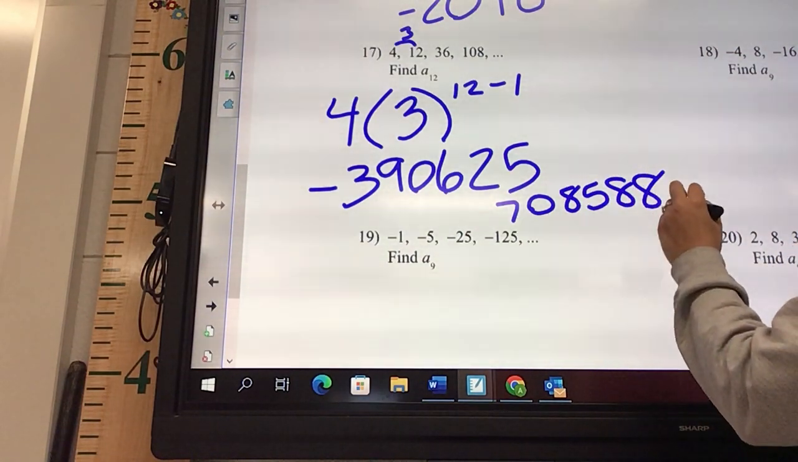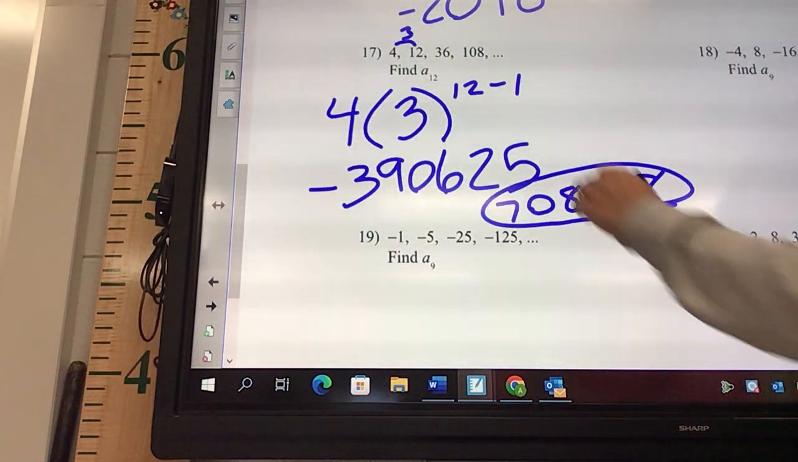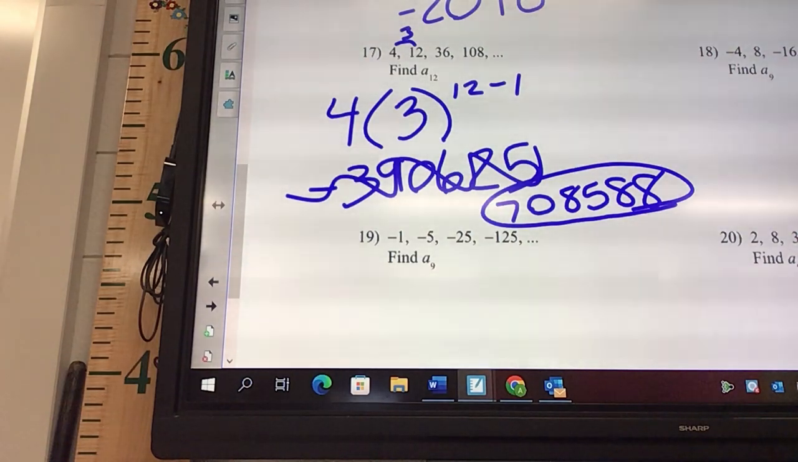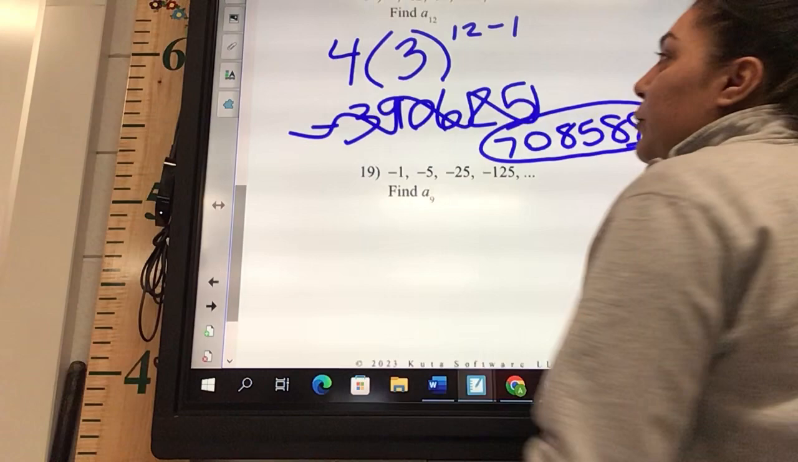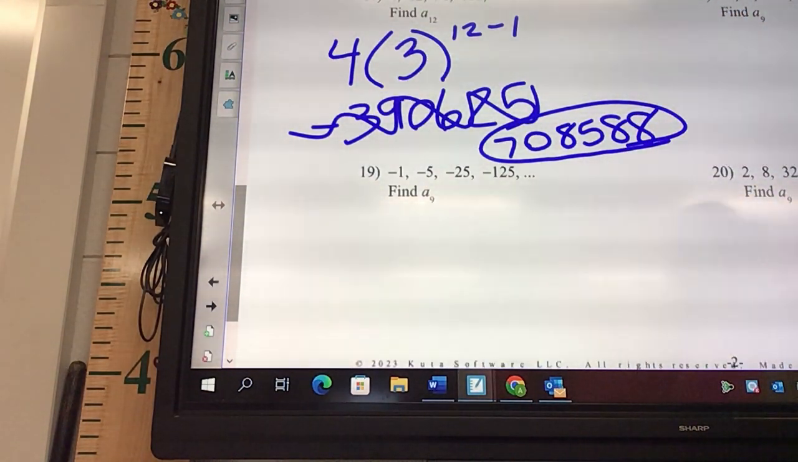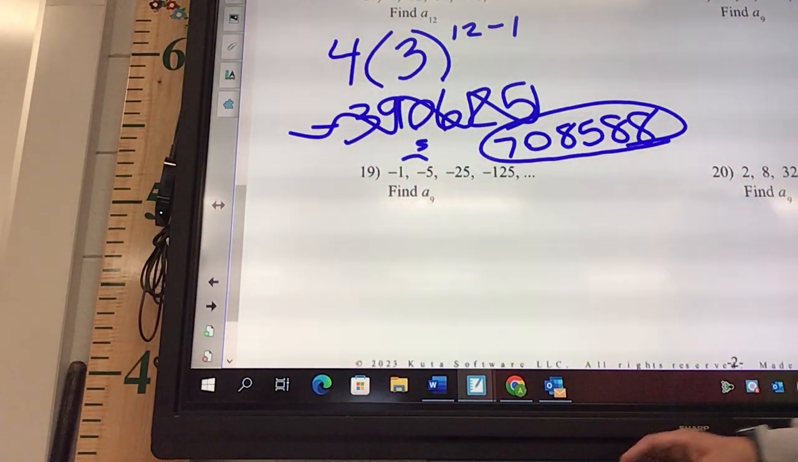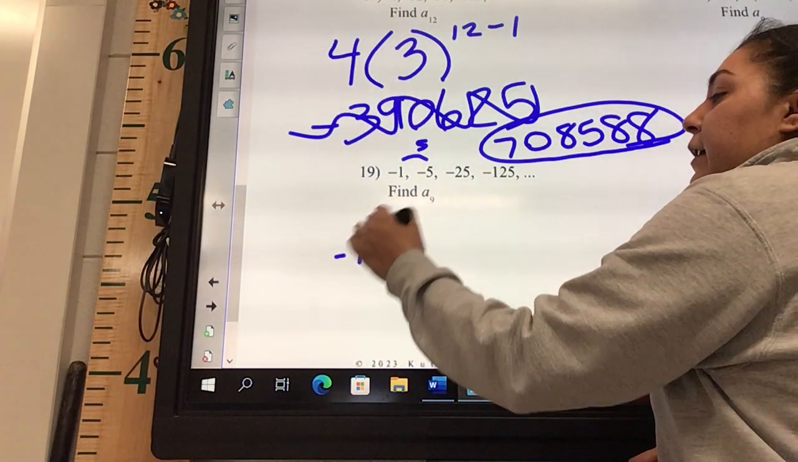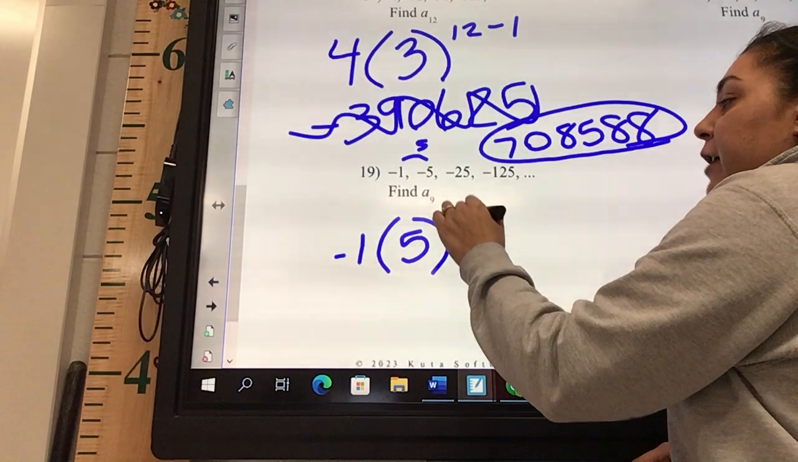We're doing the last one. Is that the last one? Yeah. 19. What is the ratio? 5. So what's it going to look like? 5 to the 9 minus 1.